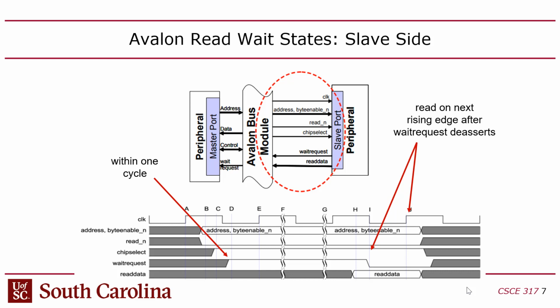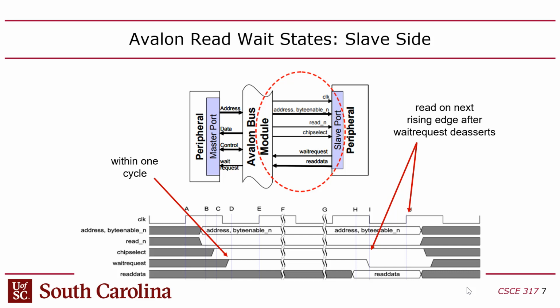So if it needs more time, within one cycle of the slave seeing the chip select high and the read underscore n low, it needs to assert the wait request. And then it can hold that wait request as long as it wants. But when it's ready to respond, it drops the wait request, and in the cycle following that is when it's expected to provide the read data back to the bus controller, or the bus module.